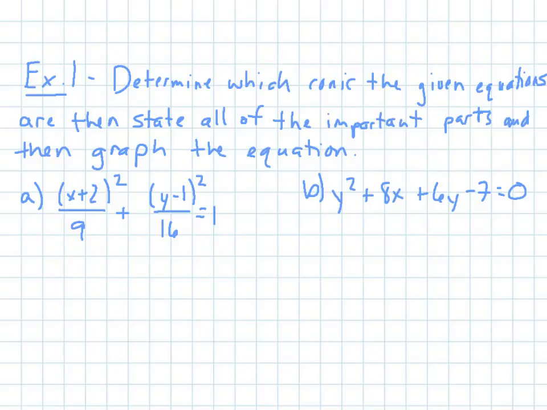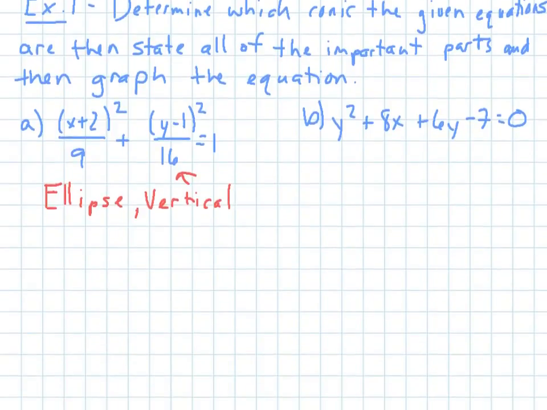So, for letter A, it looks like it's going to be an ellipse. The reason I say it's an ellipse is because you have x squared and y squared, and you also have a plus in between them. So it must be an ellipse. Also, because your a squared, or your biggest number, is underneath the y squared, that means it is a vertically oriented ellipse. Okay, so just remember that.